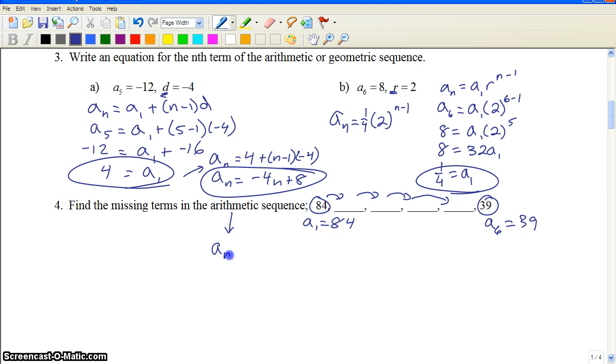Now, with an arithmetic sequence, you get A sub n equals A sub 1 plus n minus 1 times D. We're going to substitute some things in there. Right now, A sub 1 is 84. We know what n is, so we're going to write n being 6. We don't know what D is. That's kind of what we need to find. But A sub 6 is going to be 39, so we can write 39 there. And then we can solve this little equation here.